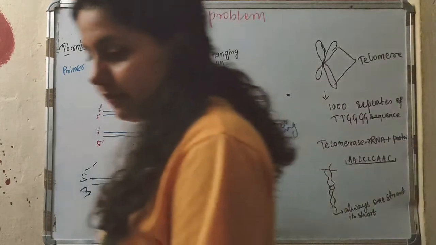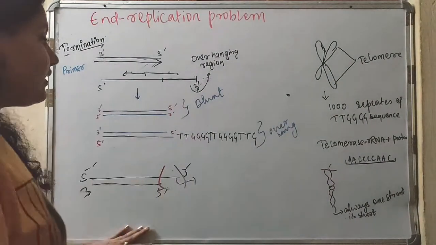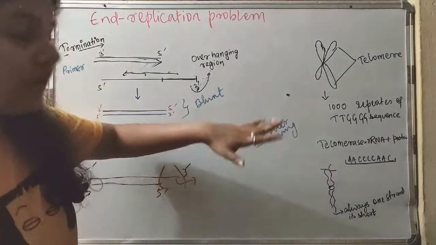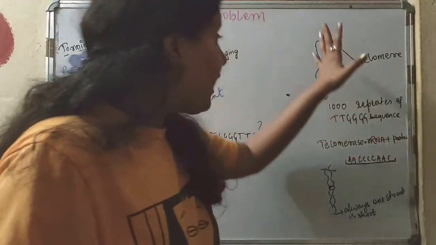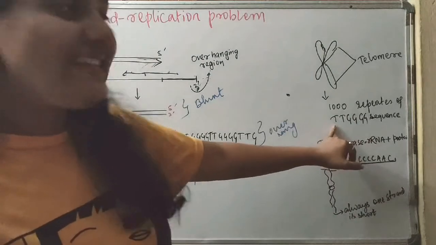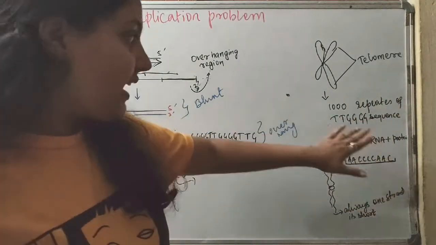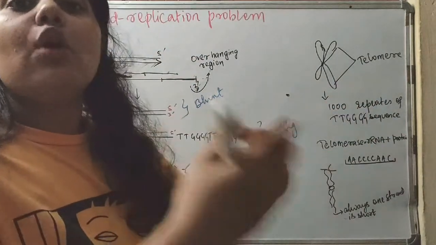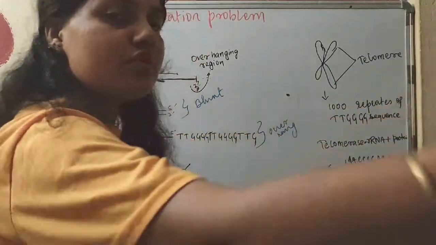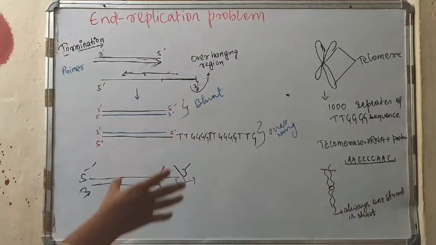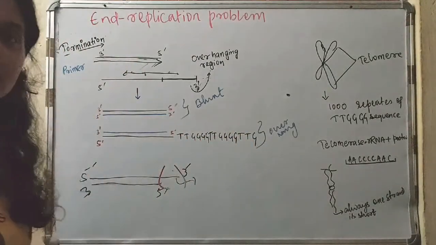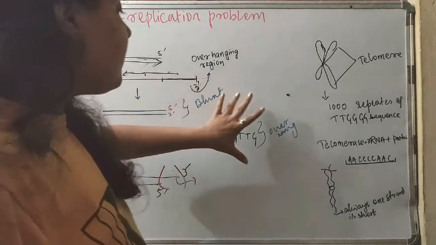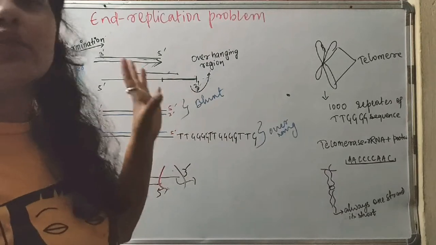But the lagging strand has an overhang part. So what can be done? It has been studied that the telomere has a sequence of TTGGGG. It has this TTGGGG sequence repeated about 1000 times, and every time the telomere gets shortened, this sequence gets lesser and lesser. Now, what is the advantage of this particular sequence?